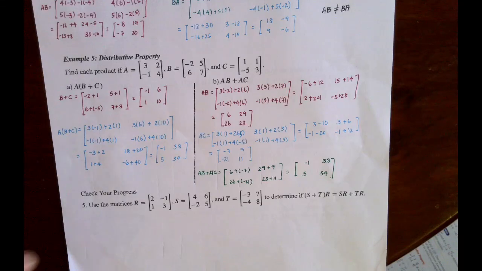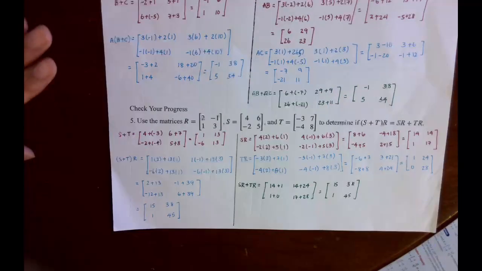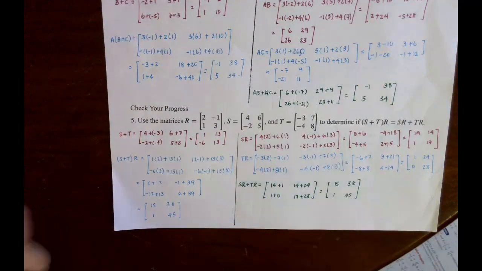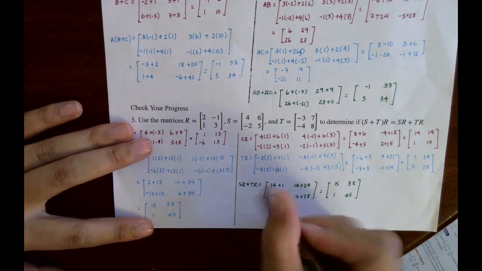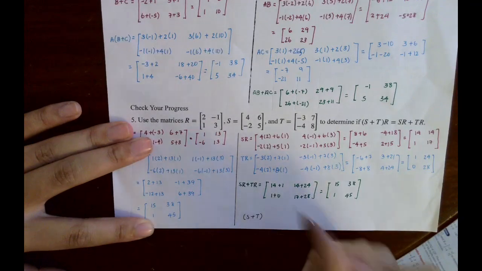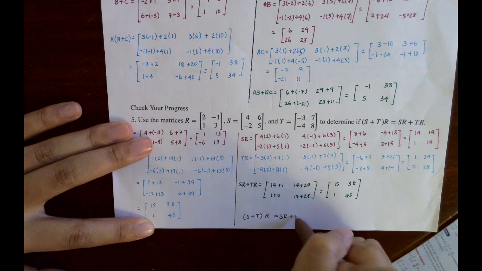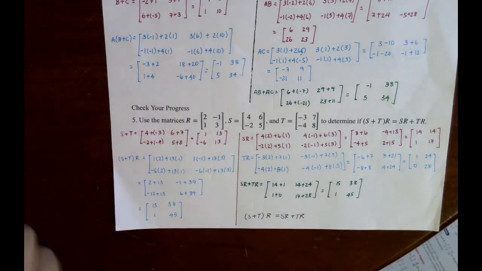So I'm now going to have you try to check your progress 5, and then once you're done, come check your answer. Okay, so for both, you should have gotten 15, 38, 1, 45. And so what that means for us is that the quantity of S plus T times R does equal SR plus TR. So with this example, the distributive property also works.